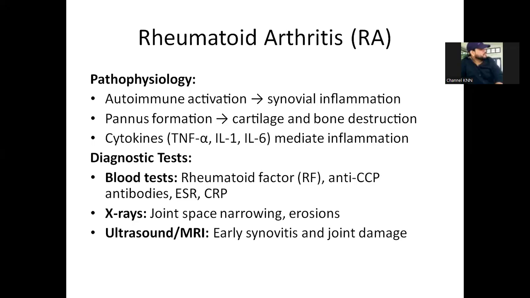And it may also be caused by cytokines like TNF alpha, interleukin 1 and interleukin 6. These are the inflammatory mediators. These also cause rheumatoid arthritis.